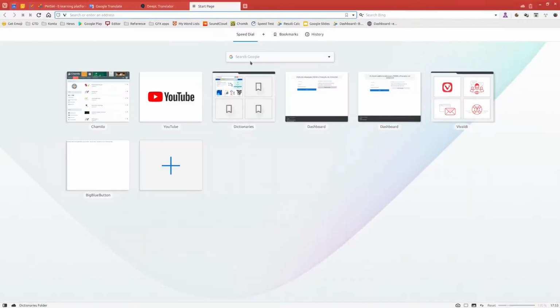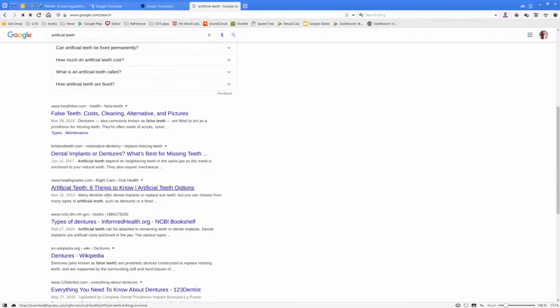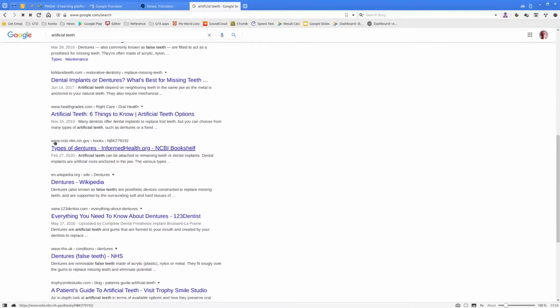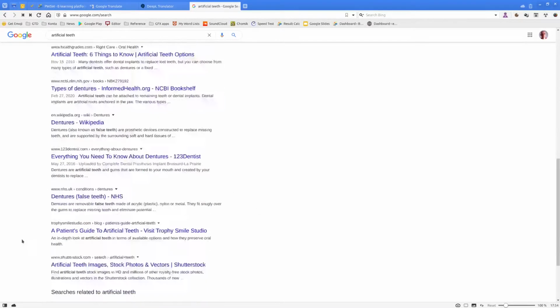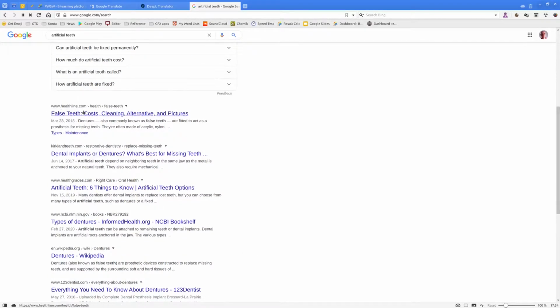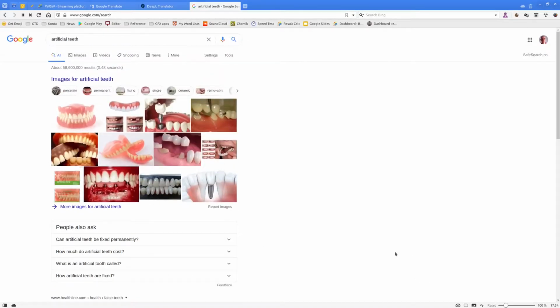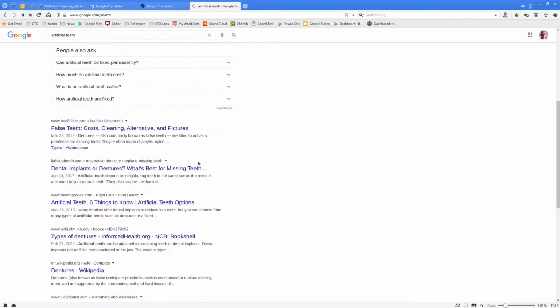Because if I use Google, regular Google, and I type in artificial teeth, right, you will see that you've got a few results with artificial teeth, and perhaps that's used as well, but you've got results with false teeth. And I think this is the common expression. Another common expression is dentures.